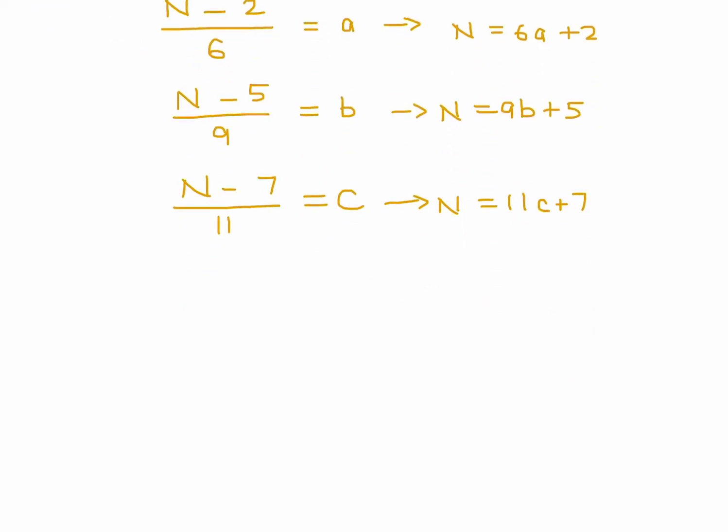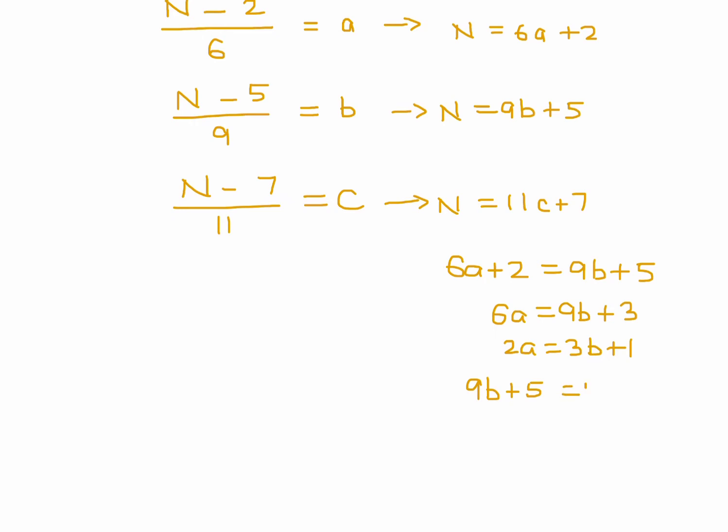The first one, let's see here. I just equate those two since they're both equal to n. 6a plus 2 is equal to 9b plus 5. So that means 6a is equal to 9b plus 3, and therefore dividing through by 3, 2a is equal to 3b plus 1. All right, that's the first relationship. I want to get another one between b and c, and that means 9b plus 5 is equal to 11c plus 7. 9b is equal to 11c plus 2.